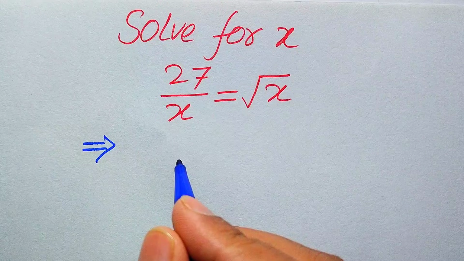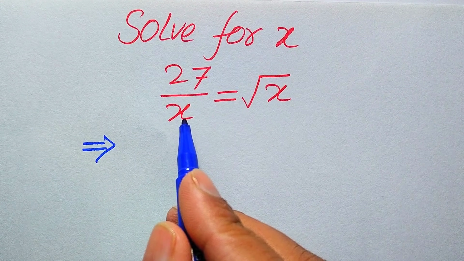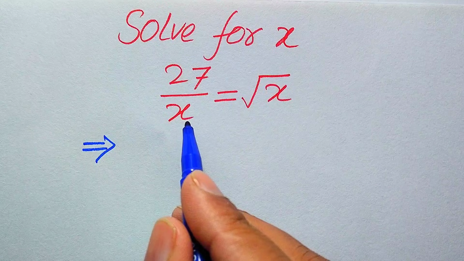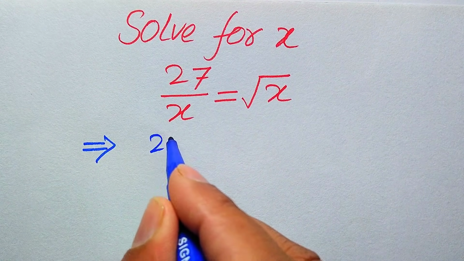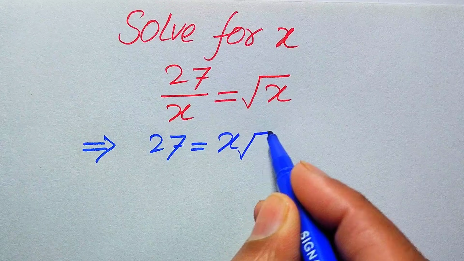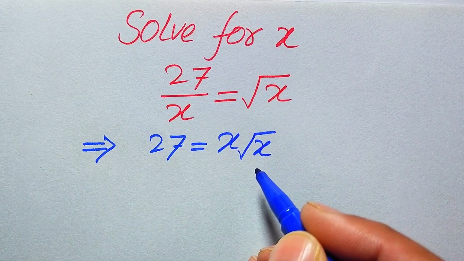So the very first thing we are going to do is move this x, which is dividing on the left hand side, into the right hand side. When we move this into the right hand side, it is multiplied by the square root of x, and it will be written as x times the square root of x.